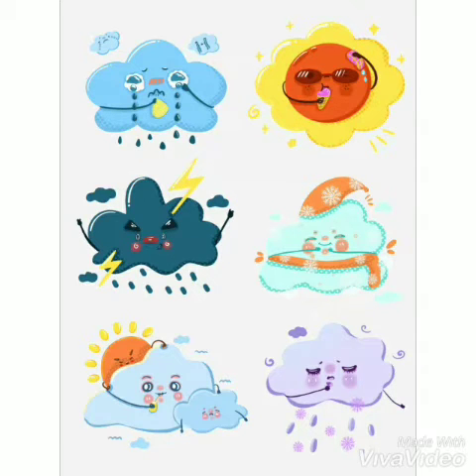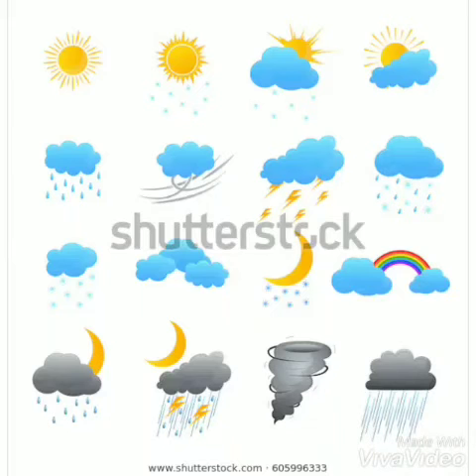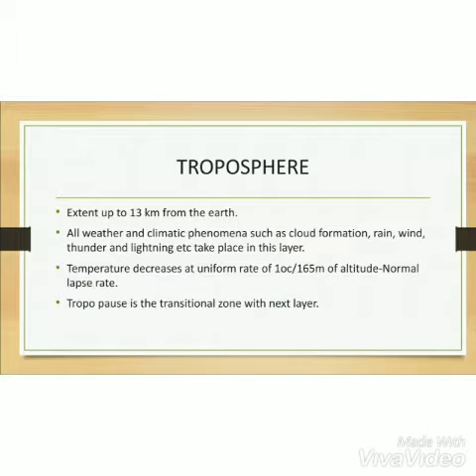In the troposphere, the temperature decreases at a uniform rate of 1 degree Celsius for every 165 meters of altitude. This is called the normal lapse rate. The transition zone above the troposphere is called tropopause.